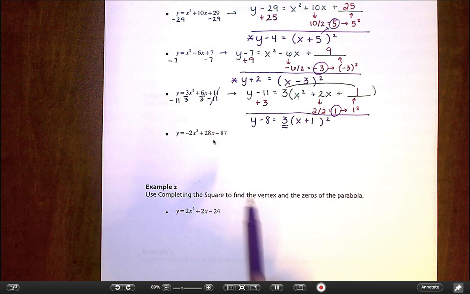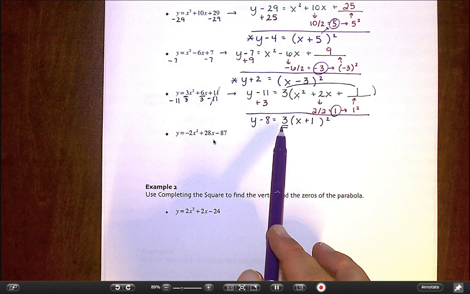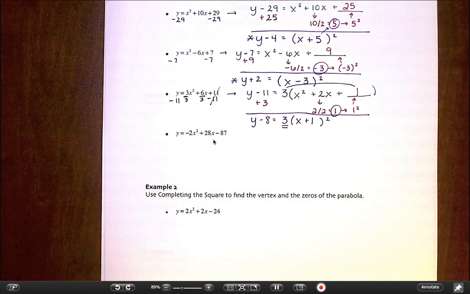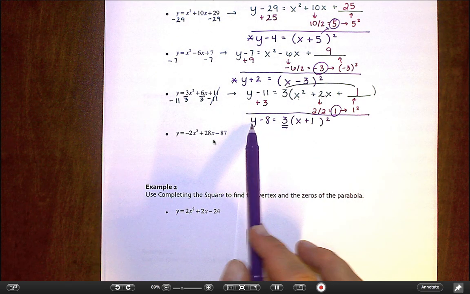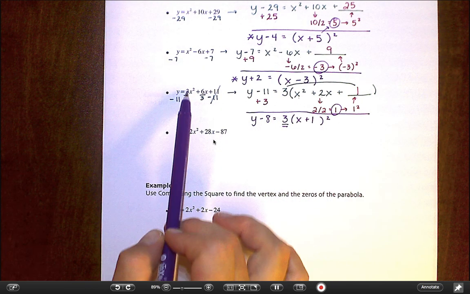That 3 actually tells us some stuff about a parabola. We're not going to get into that so much today, but maybe you remember from last year that that 3 has some significance. But it is okay for it to just be sitting out front. And if you were to go through and FOIL this and simplify it and distribute and all that stuff, it should turn right back into this guy.